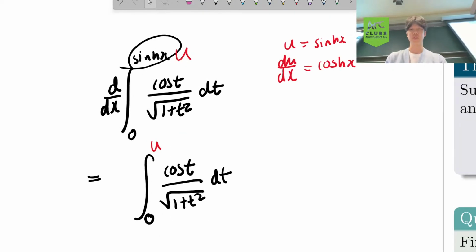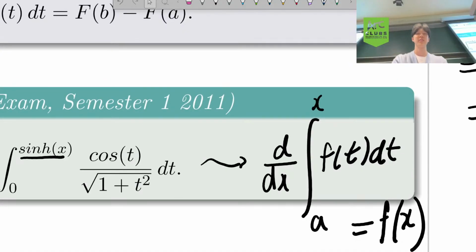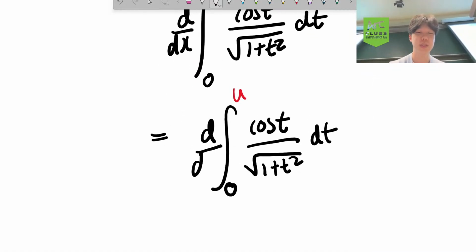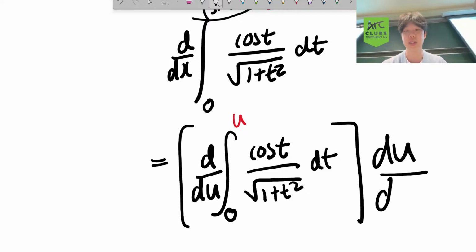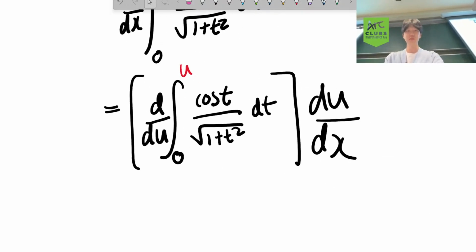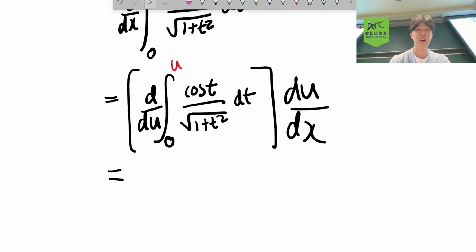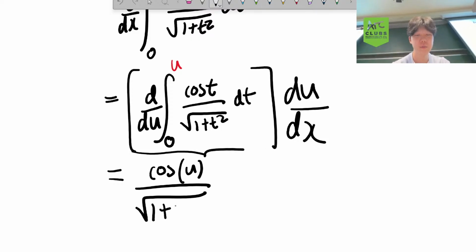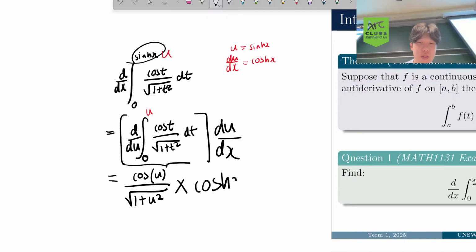But remember from our first fundamental theorem of calculus that it had to be d of dx to x, not d of dx to u. So that means this should be not d of dx, but d of du. But our original question had d of dx, so we have to multiply it by du on dx, kind of like the chain rule. So we know that by the first fundamental theorem of calculus, our expression on the left here is just going to be subbing u in, like so. And this is why we found du on dx earlier, which we said was cosh of x.